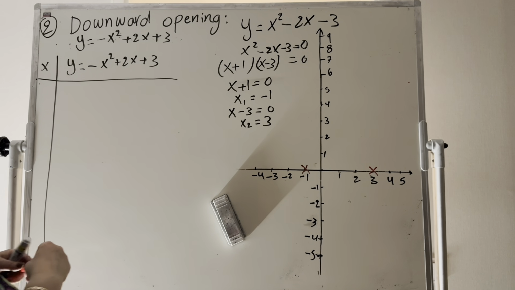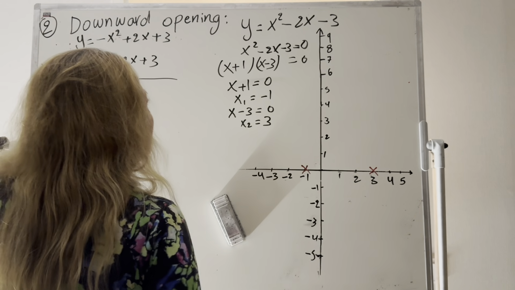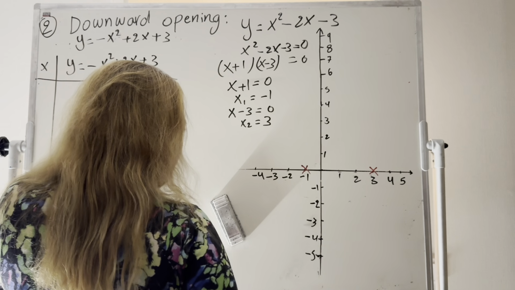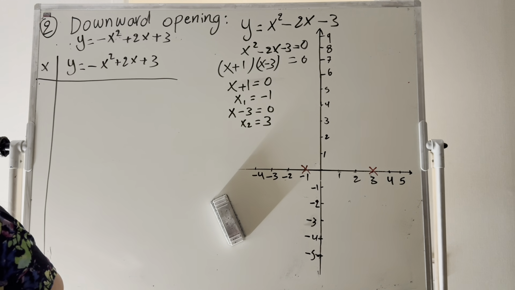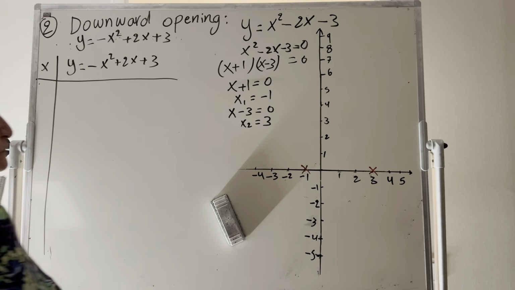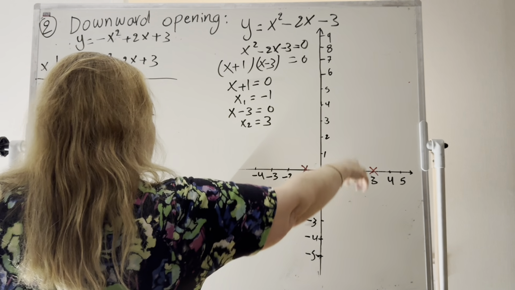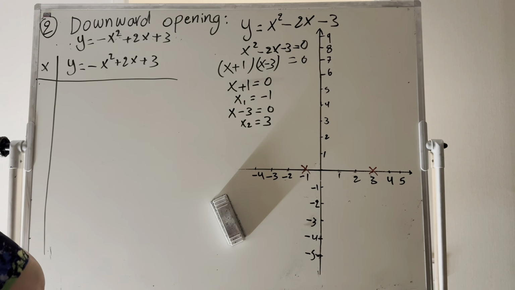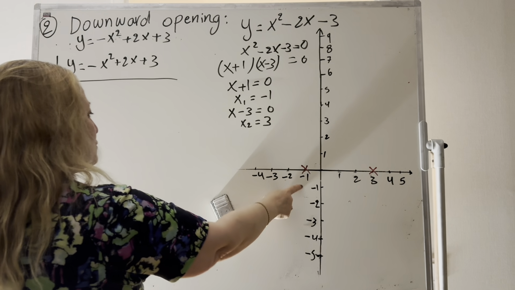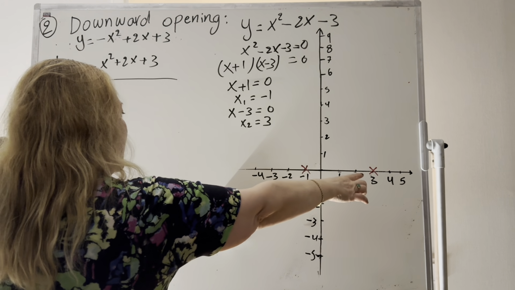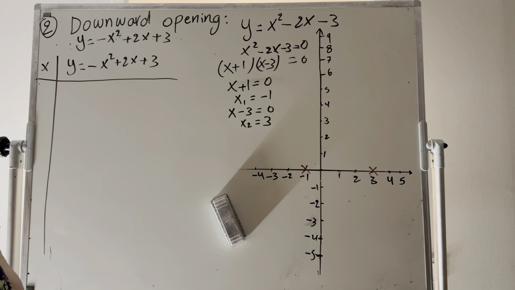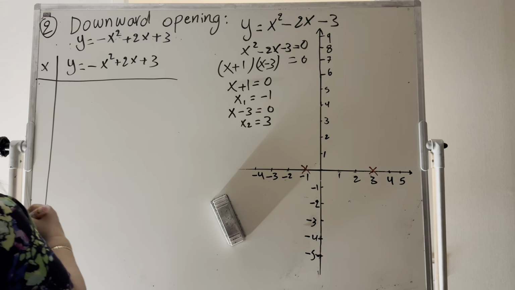So in two places the curve will intersect the x-axis, at two points: when x equals minus 1 and y equals 0, and when x equals 3. Now I will choose values for x.